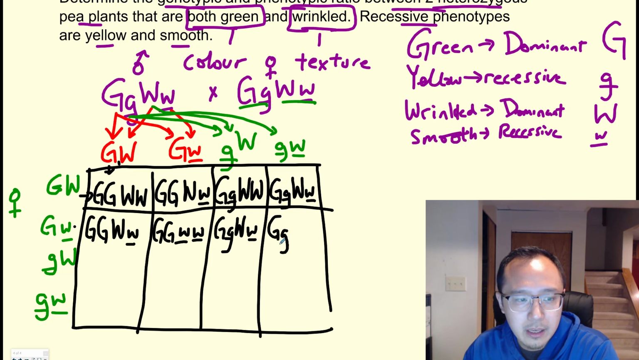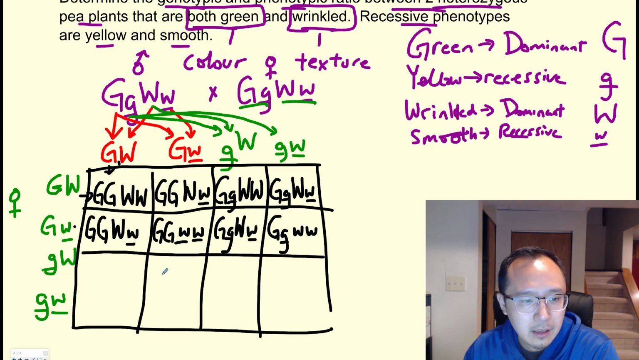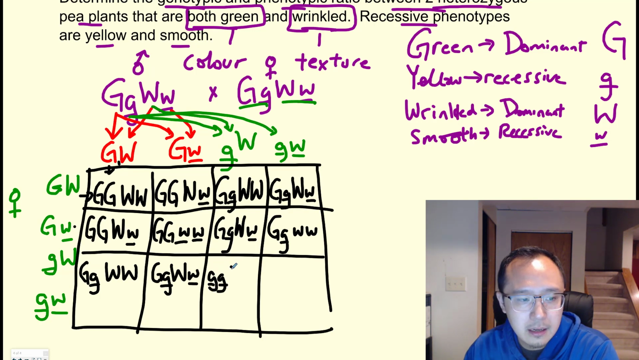So uppercase, lowercase, lowercase, lowercase. So that row is done. And then this is my uppercase, lowercase, upper, upper, upper, lower, upper, lower. Make sure I underline them. And then lowercase, lowercase, and then upper and upper, lowercase, lowercase, upper, and lowercase. And we're almost done.